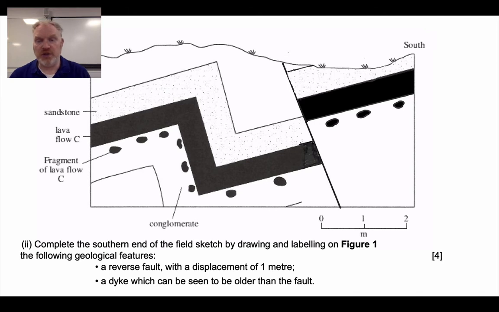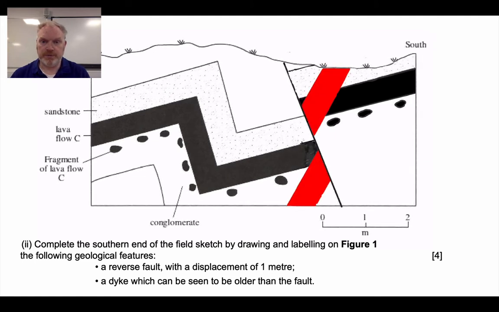Okay, if we measure the distance between the boundary between the sandstone and the lava flow, it's moved by 1 metre. I also ask you then to draw on a dike which can be seen to be older than the fault. So if it's older than the fault, then it clearly must have been displaced by the fault by the same amount. So the red stripe here marks where the dike would be. If the dike was younger than the fault, it would just cut through it and not be displaced.